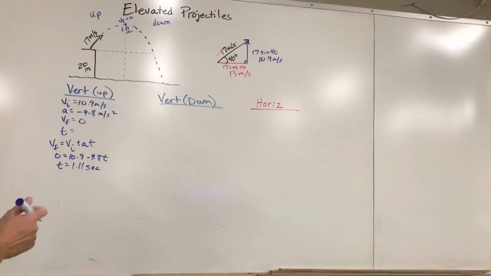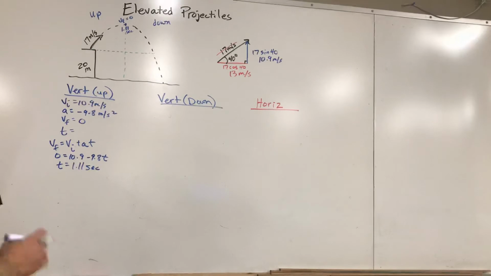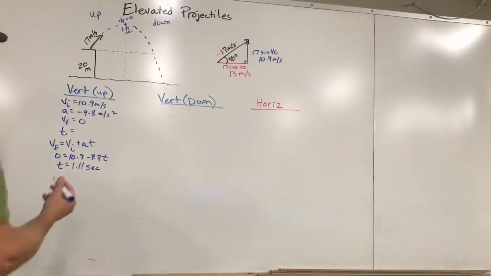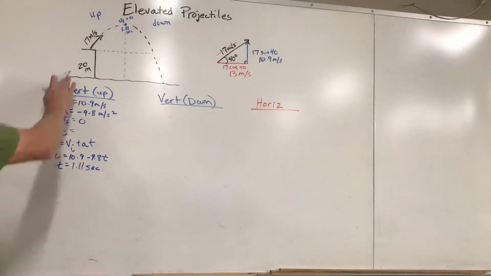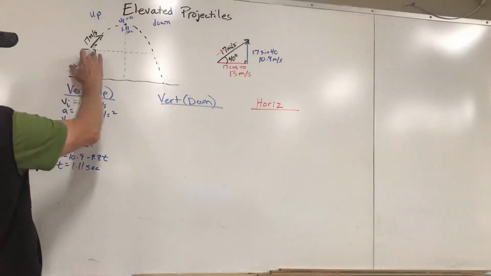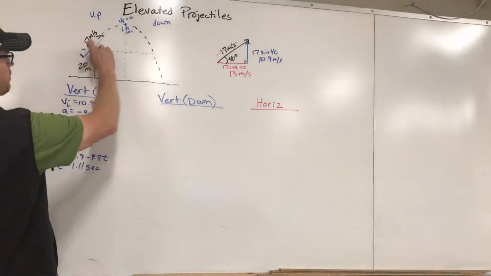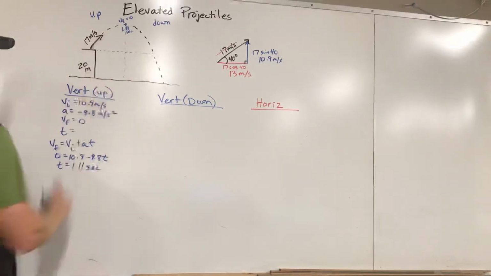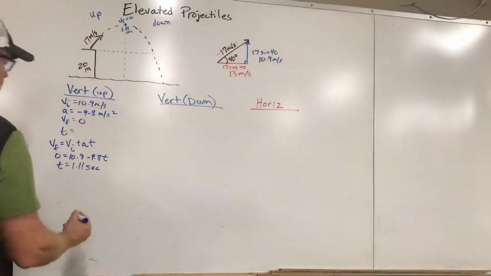1.11 seconds. Okay, now before I go any further, I'm also going to find out how high it went. So I need to figure out this displacement. All right? I know it started at 20 meters, and like I said, there's more than one way to do this, but I'm going to pretend this started right at the ground level. I'm going to ignore this 20 meters and just figure out if I launched it from ground level, how high would it get with those parameters right there.